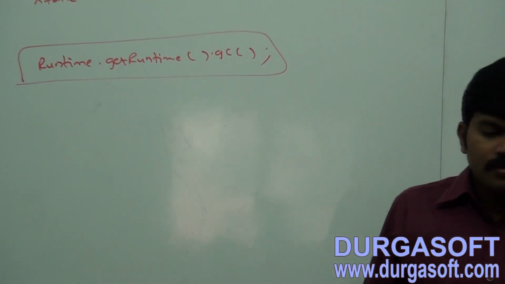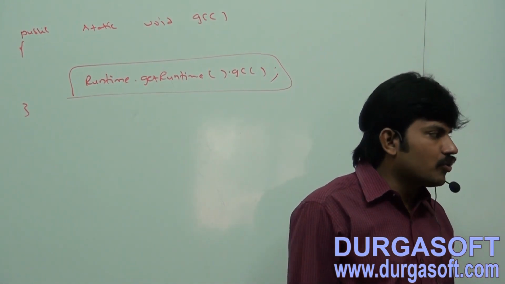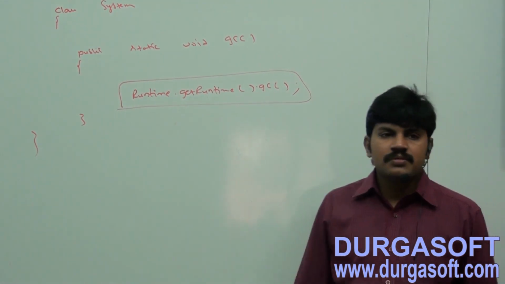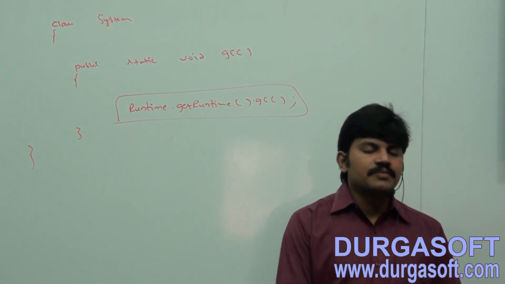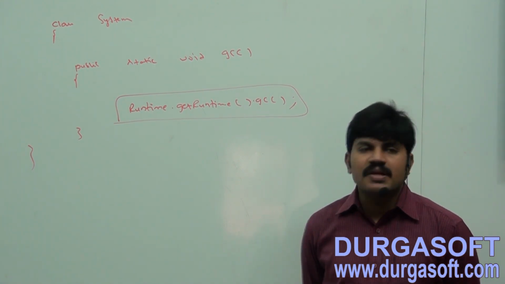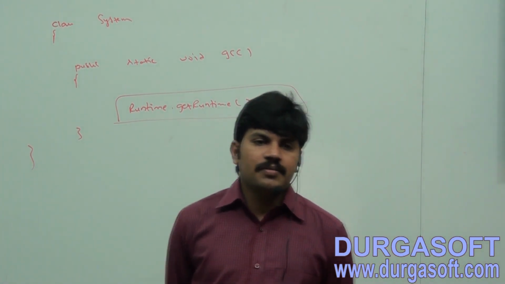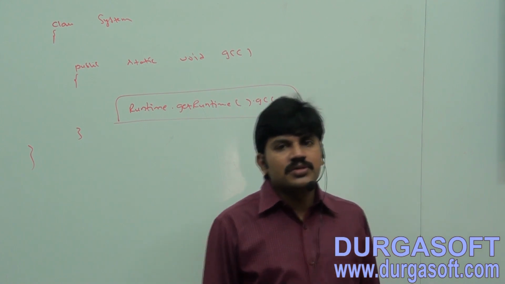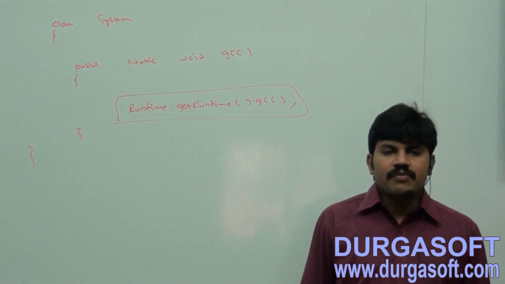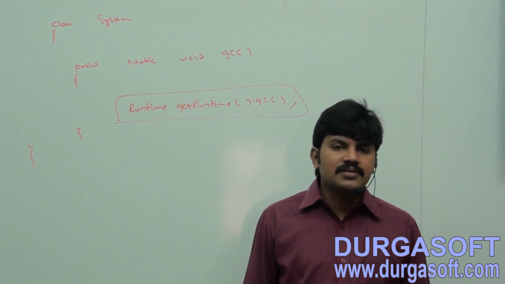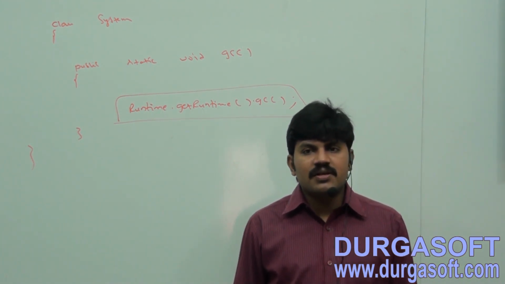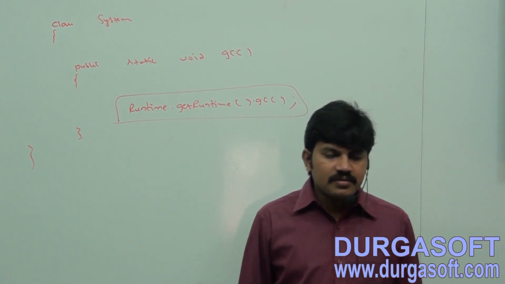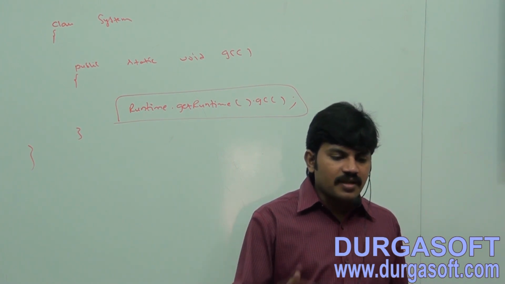First one: it is convenient to use the System class gc method when compared with the Runtime class gc method.